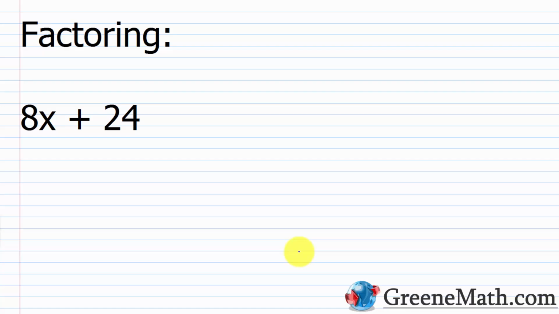So let's say we have this problem, 8x plus 24. We would look for what's common to each term. Between these two, we know that they have a common factor of 8. So I would start by writing this as 8 times x, and then plus 8 times 3, right? 8 times 3 is 24. And let me write this in a different color so it's really clear what's going on.